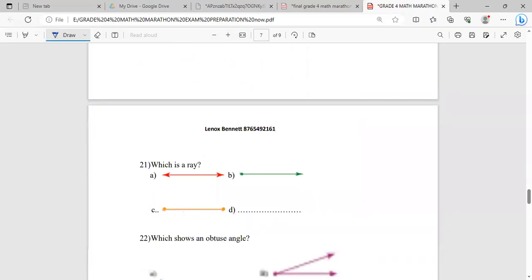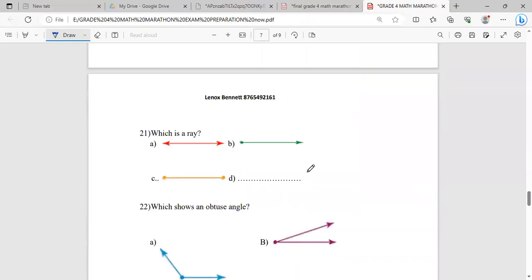Which is a ray? Now, this is actually a line. This is a line segment. So guys, know the difference between these, all right? While this is a ray, so this one would be B.